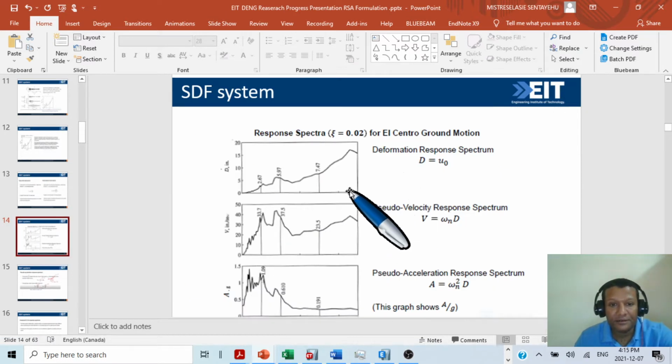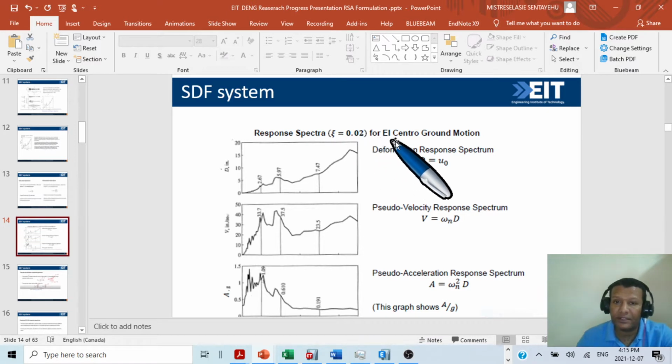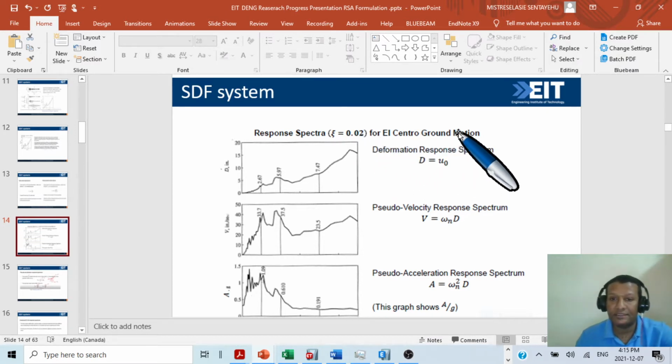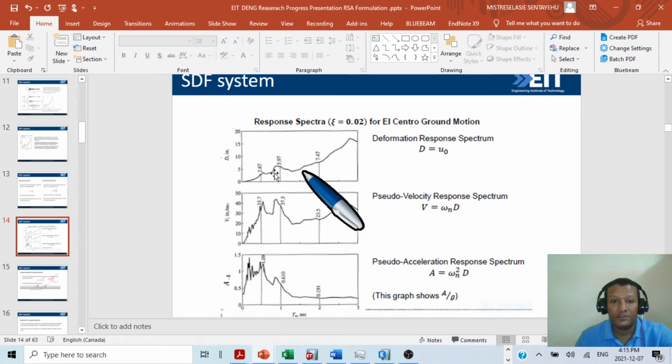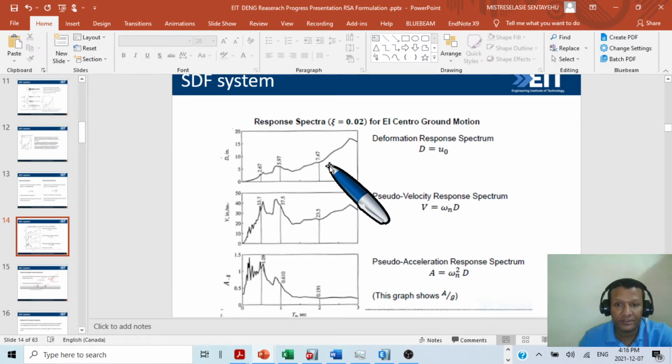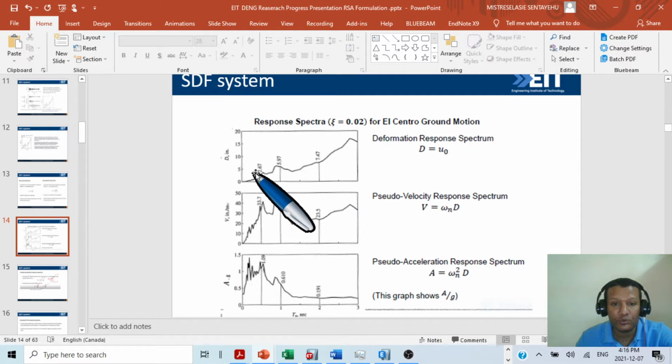So as you can see here, a response spectrum with a damping ratio 0.02 for the El Centro ground motion. This is the El Centro ground motion. This is the displacement response spectrum, which we find from our single degree of freedom system. We run it for different time periods, and this is 2.67, 5.97, 7.47. To change from here to here, we simply multiply by omega d, that means 2 pi over T.